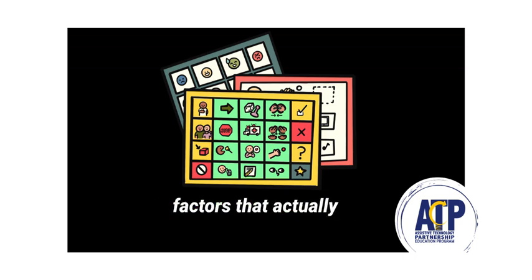So let's break down the factors that actually should drive this decision. First up, vision. Can the person visually discriminate between symbols? Can they find a target among many options? And you have to consider things like visual impairments or cortical visual impairment, CVI. If vision is the limiting factor, that's when you'd look at larger buttons or fewer buttons per page, not because of cognition.